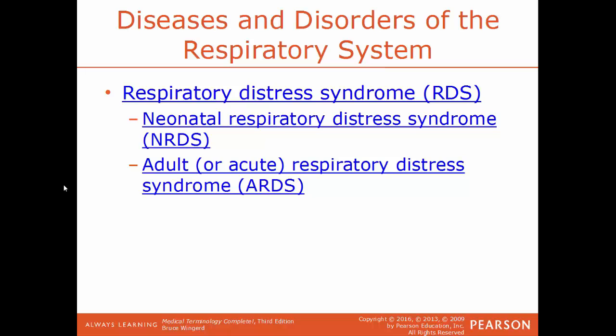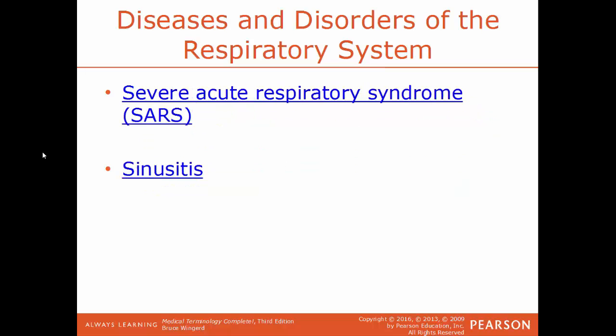It almost only happens with premature babies because the lungs aren't fully formed yet. And when this happens in adults, it's called ARDS, adult or acute respiratory distress syndrome. This is a potentially life-threatening condition because once your tissues are starved of oxygen, they will start to die within minutes. Our next condition, SARS, severe acute respiratory syndrome.